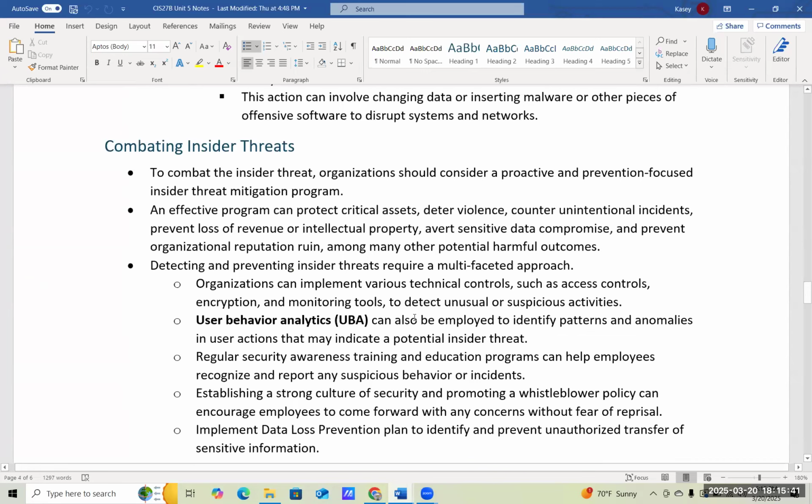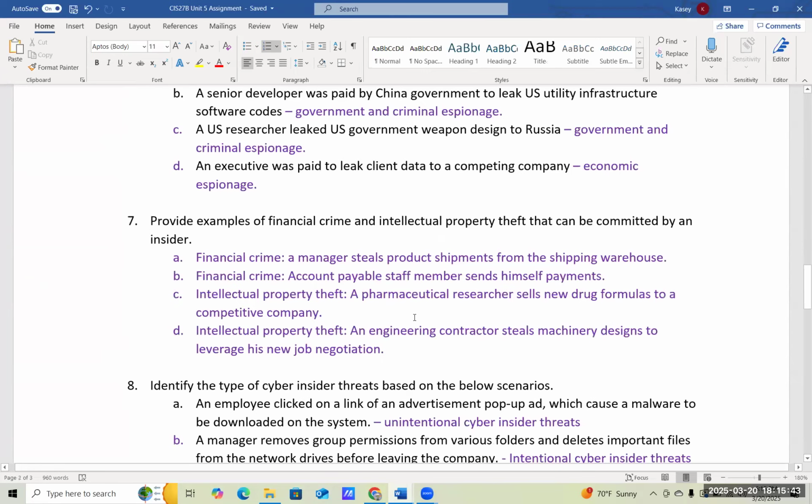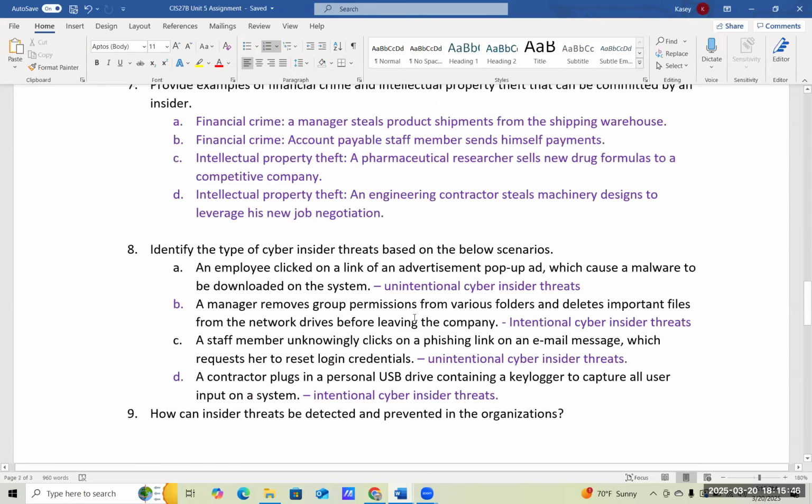Okay, so let's answer number 8. Identify the type of cyber insider threats based on the below scenarios. A, an employee clicks on the link of a pop-up advertisement, which caused malware to be downloaded on the system. And it is an unintentional cyber insider threat. This happens to a lot of people, and a lot of organizations have been impacted by ransomware. It is an unintentional cyber insider threat issue, right?